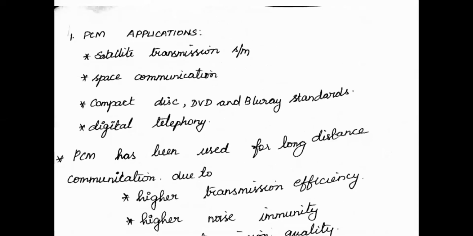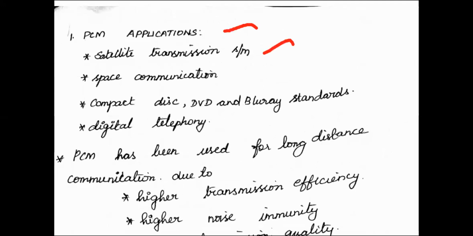Here, somebody has shared PCM applications, where PCM is used. It is used in satellites because a satellite is a digital system, digital ones and zeros. Space communication, compact disk. Yes, it is very much true. In a compact disk, we are storing information as digital only. That's why a CD has some capacity, 700 MB.